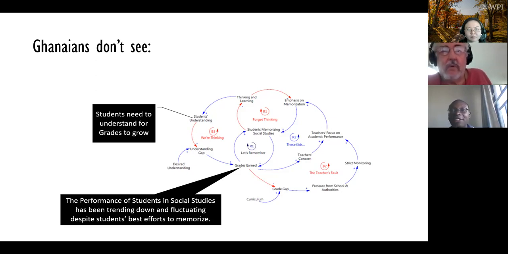Because when they are under examination pressure, and they have to solve problems, apply concepts and apply principles, they forget everything because they have memorized too much and they understand little. So what happens? Their grades reduce. And this is evident in the performance of students in social studies since 2013. Yes, their performance has been trending downwards and fluctuating, despite their best efforts to memorize all the things that they have learned.